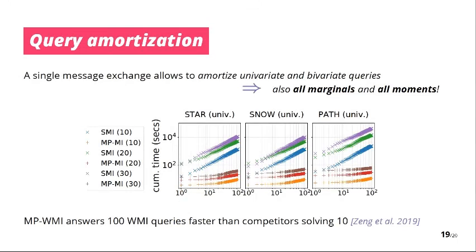Besides, our solver is the first WMI solver that is able to amortize over the queries. A single message exchange allows us to amortize both the univariate and bivariate queries. Not only can MPWMI exactly compute in this way all the marginals, but also all moments for all the variables. From the curve, we can see that MPWMI answers 100 WMI queries faster than the competitors solving 10.